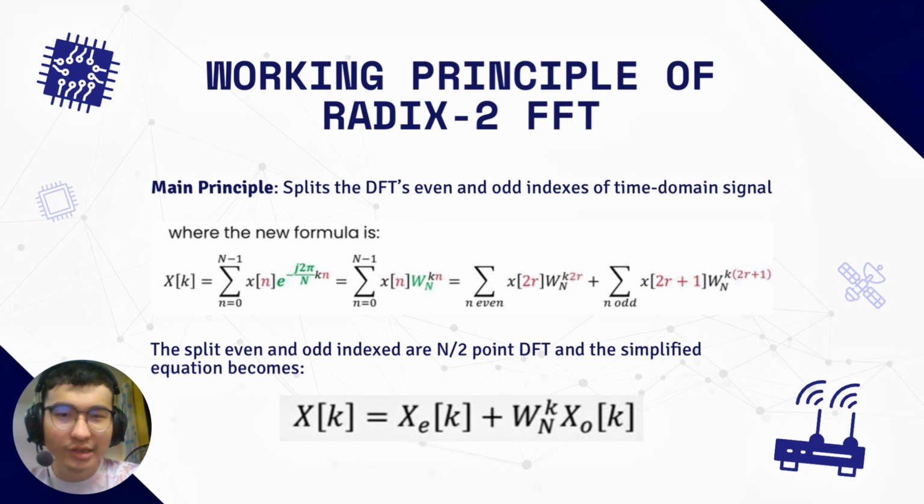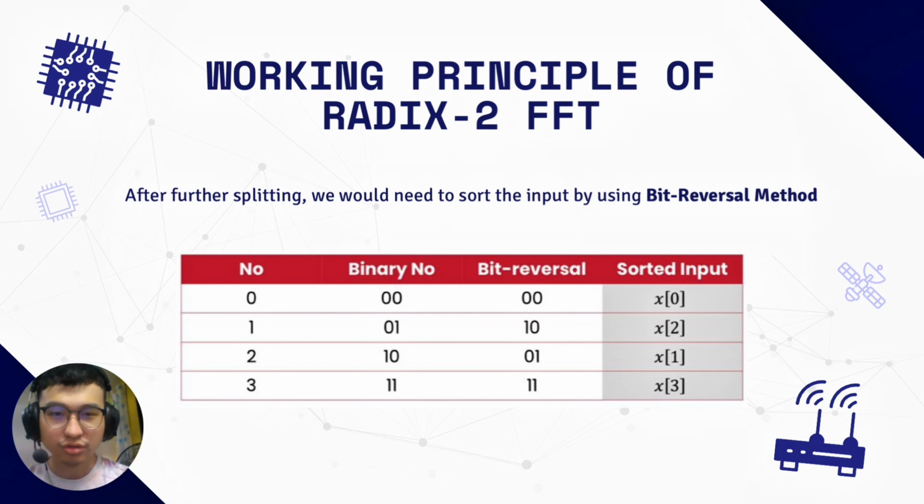Alright, now I'd like to explain a little bit about the main working principle of FFT. The main principle is that FFT is a method that splits the DFT into even and odd indices of the time domain. The split odd and even indices are called n/2-point DFTs, and the simplified equation becomes as follows. Usually for FFT, we split them into odd and even indices, so we only split them into 2.